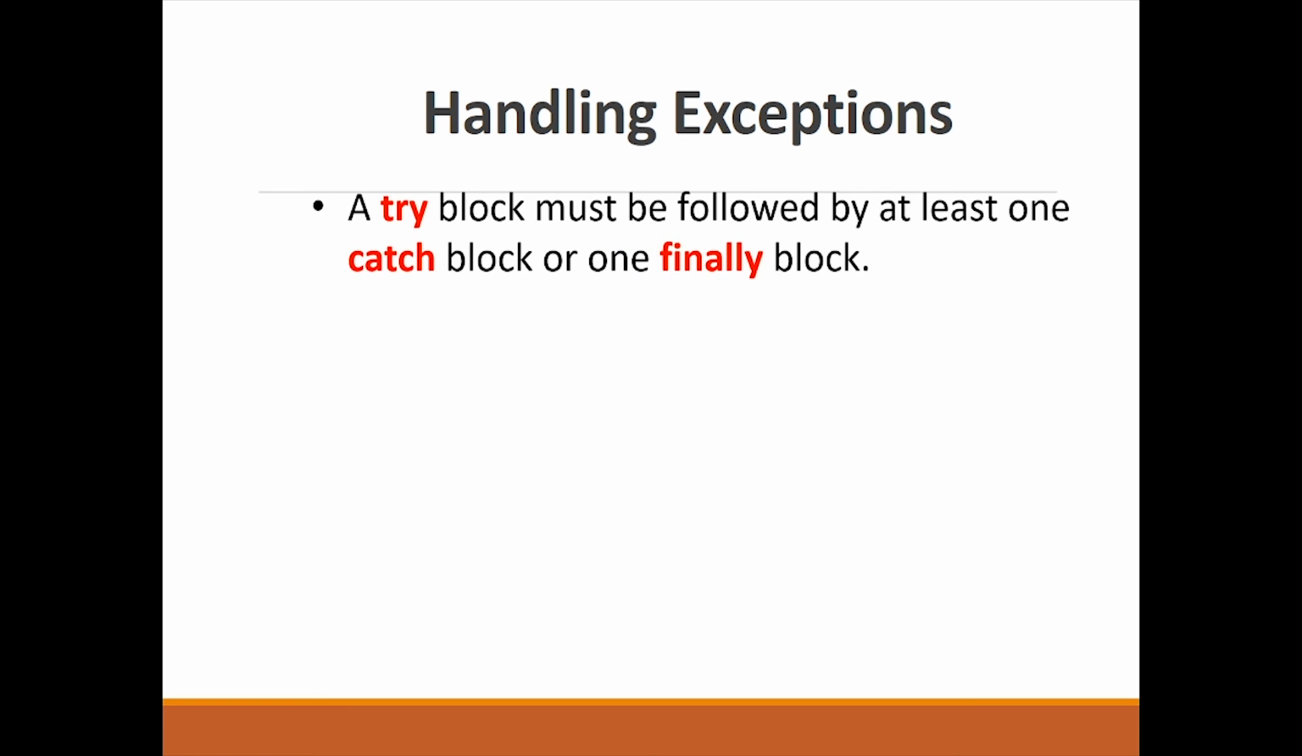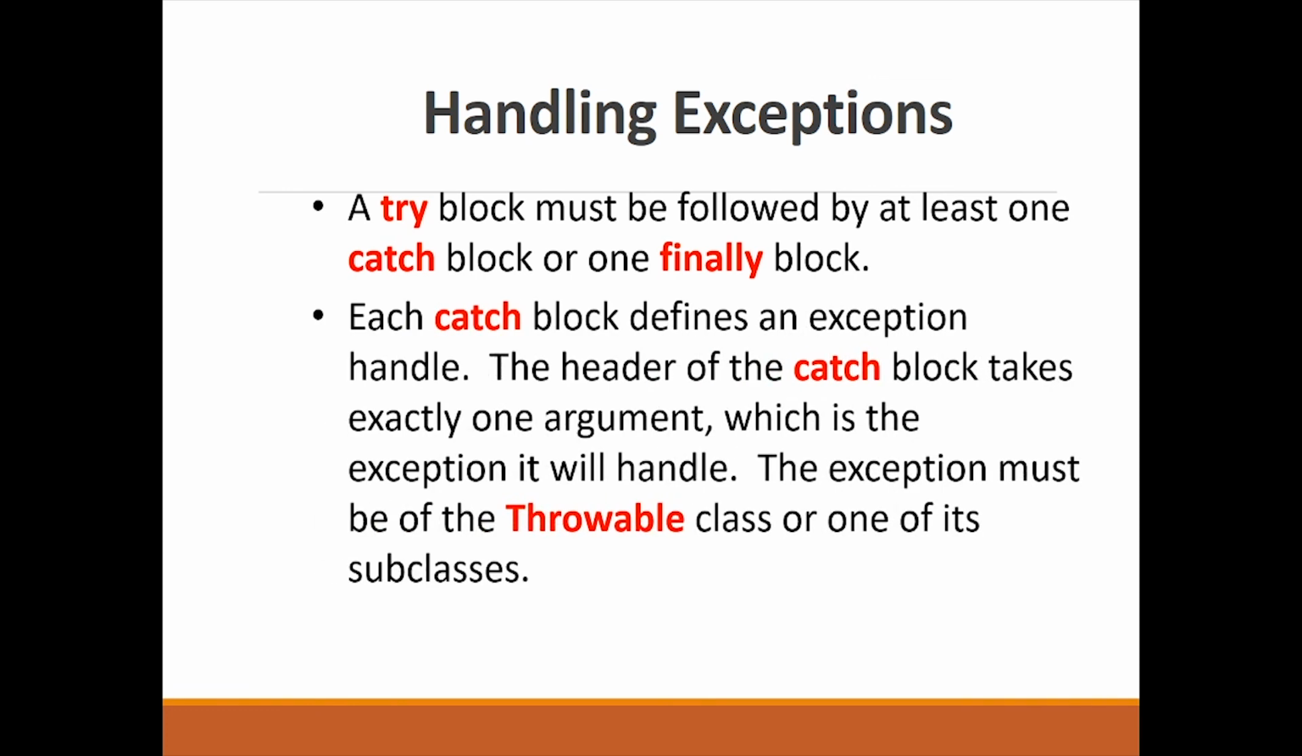A try block must be followed by at least one catch block or finally block. Each catch block defines an exception handler. The header of the catch block takes exactly one argument, which is the exception it will handle, and the exception must be of the Throwable class or one of its subclasses. This is where, as we discussed earlier, you place the type of exception that has occurred.